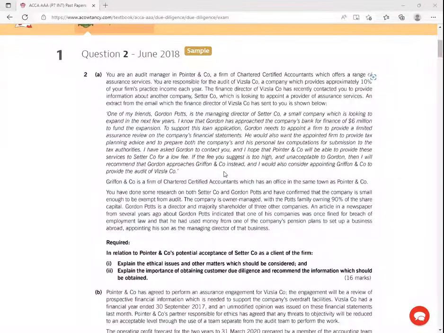And I would also consider appointing Griffon and Company to provide the audit of Whistler company. Remember, currently you are the auditor of Whistler company. I can see now my intimidation threat is getting worse and worse. My 10% revenue is going to disappear very soon. So Griffon and Company is a firm of CCA, which has an office in the same town as Pointer and Company. Now these guys are even messing up my day. They're messing up my everything.